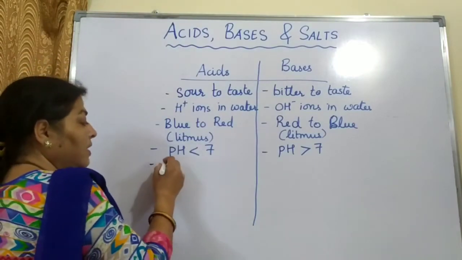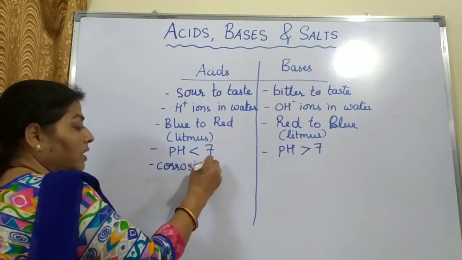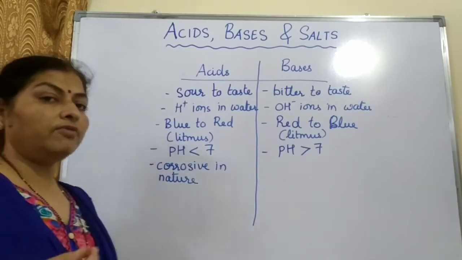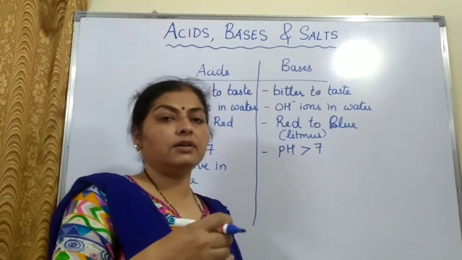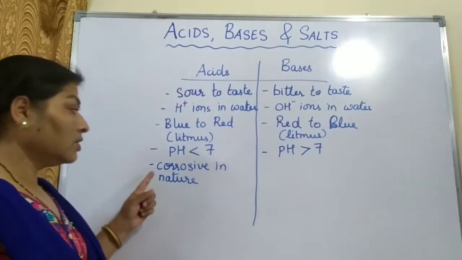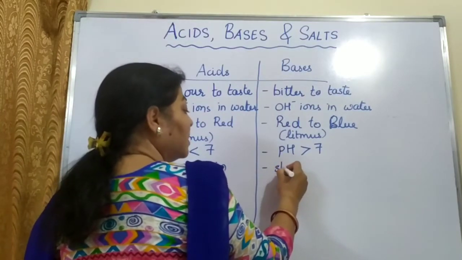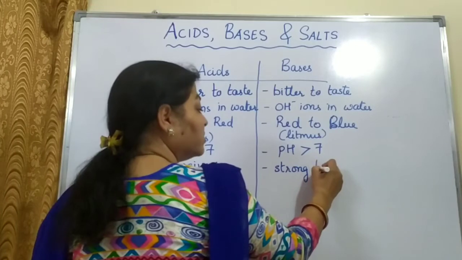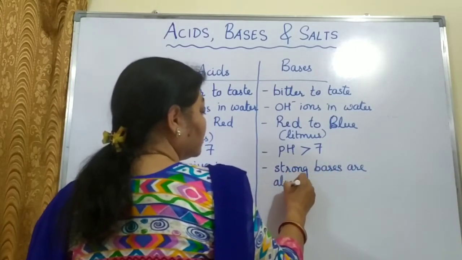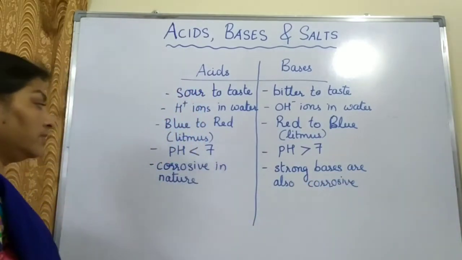Then again, acids we have studied that they are corrosive in nature. Corrosive means, children, if we put acid on any surface like a cloth or wood or even skin, then it burns that surface. That is known as corrosive nature. Strong bases are also corrosive. Weak bases are not so corrosive, but strong bases are corrosive in nature.